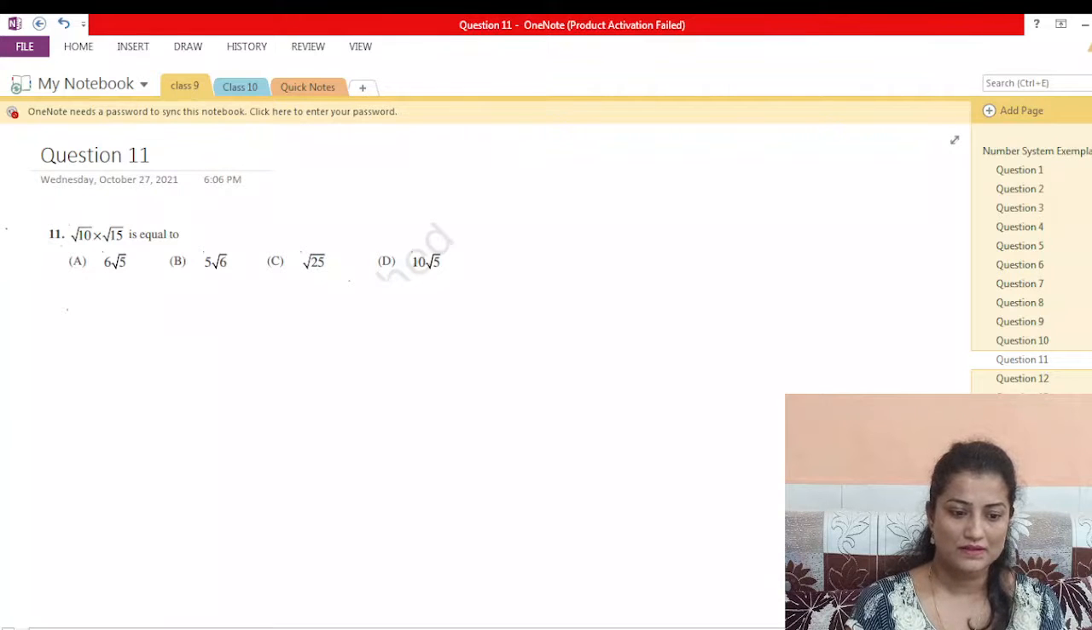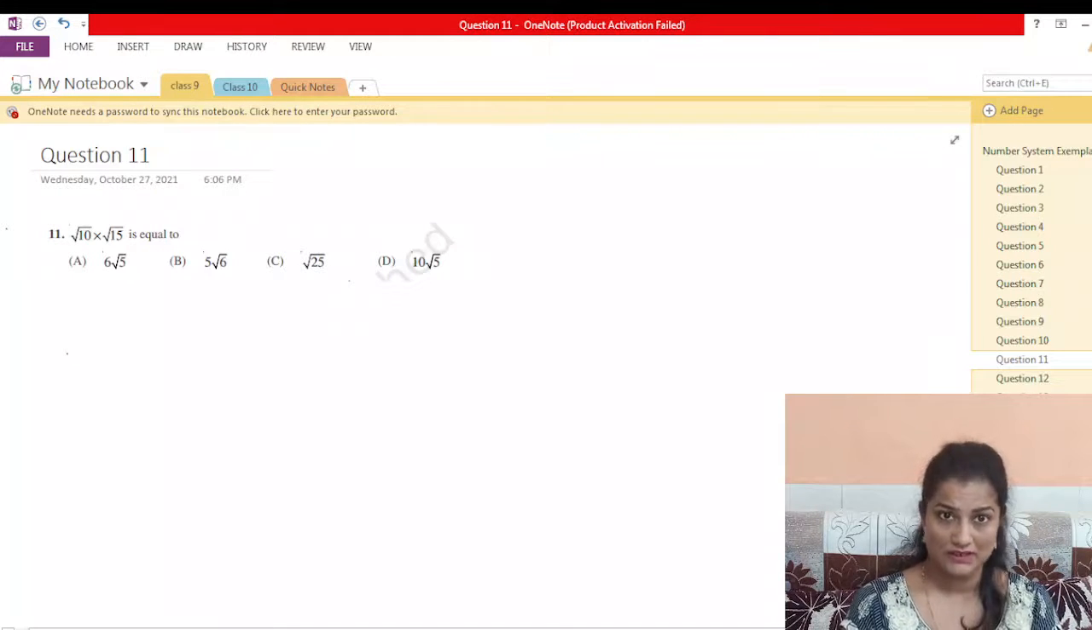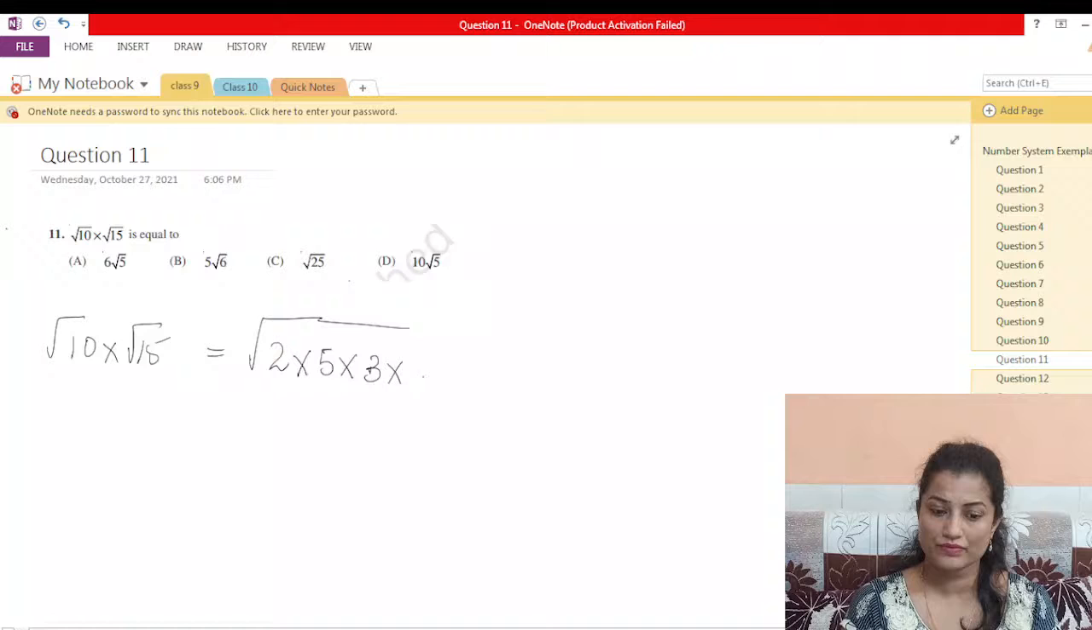See, for solving these sums there are two methods. Either you can multiply root 10 into root 15 and then take out the roots, but that will be a little bit tougher method. So in short, whenever you are solving such sums, better to simplify in terms of its prime factor. So root 10 can be expressed in terms of its prime factor as root 2 into root 5, and root 15 can be expressed as root 3 into root 5.